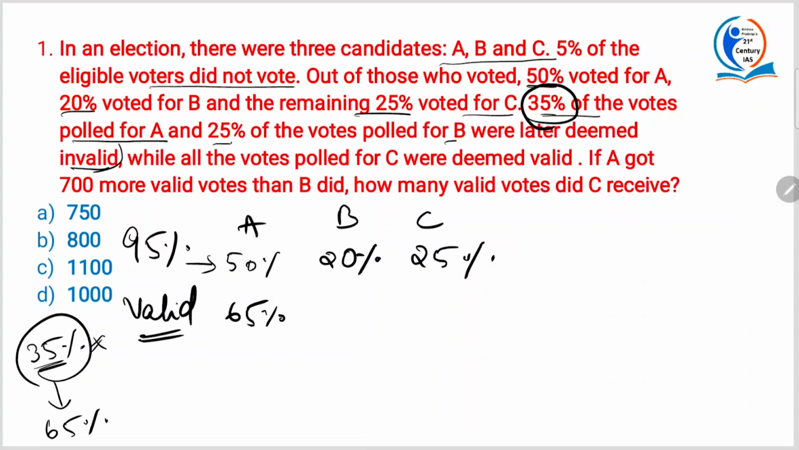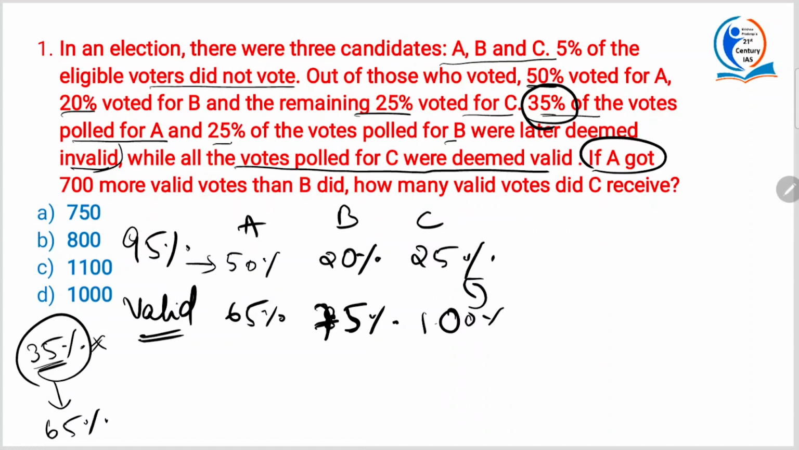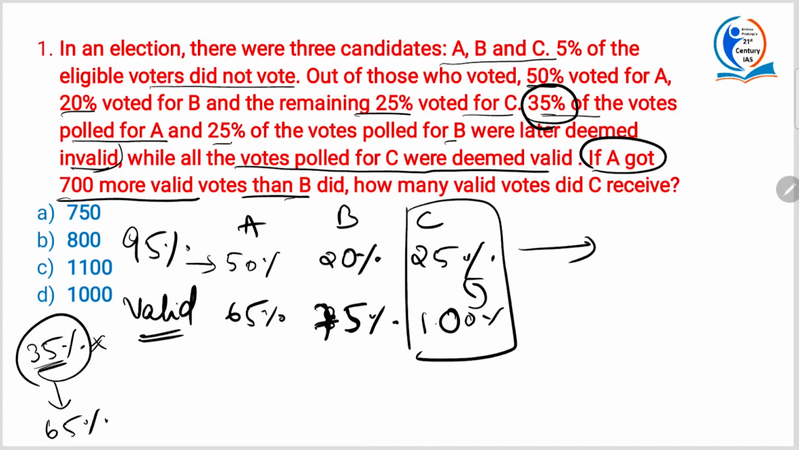And for B, 25% of the votes polled for B were later deemed invalid, which means 75% of the votes cast for B were valid. And all the votes polled for C were deemed valid, so 100% of the votes cast for C are valid. There are no invalid votes. If A got 700 more valid votes than B, how many valid votes did C receive? So this is the question. We have to find out C's valid votes.